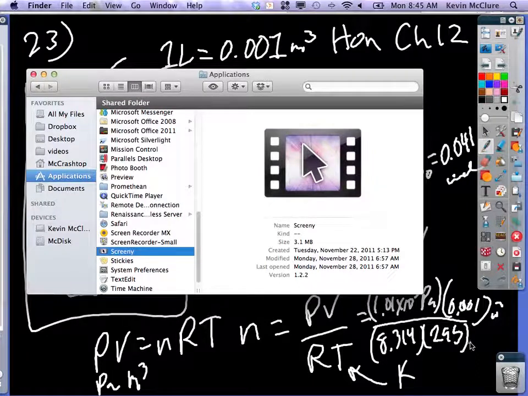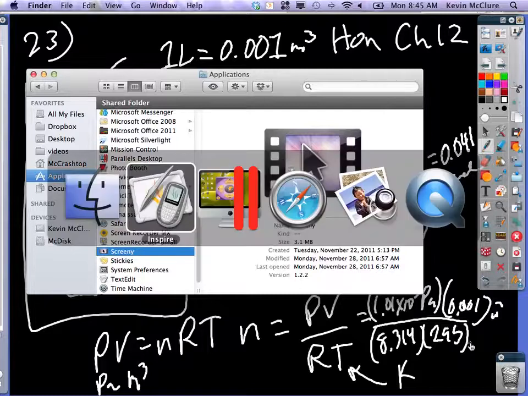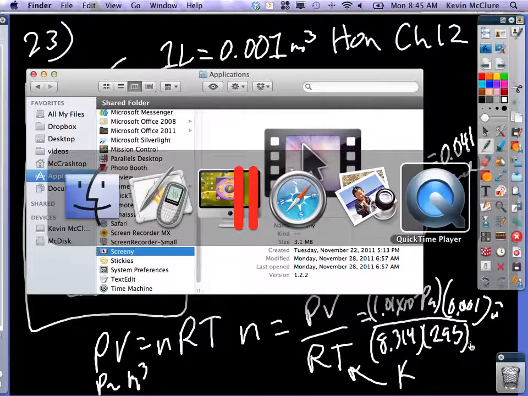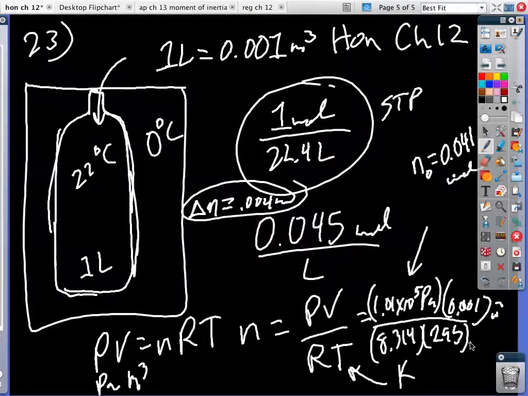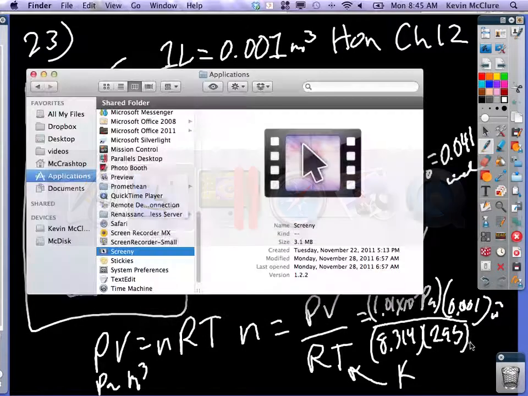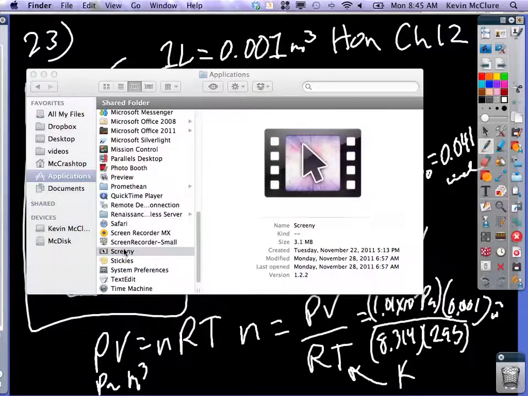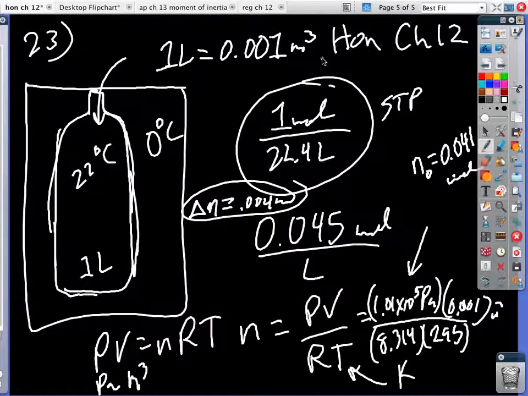Where'd my screen thing go? Did it not record? It sucks a lot. Oh well, I guess I didn't record.